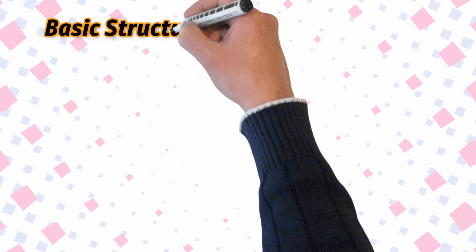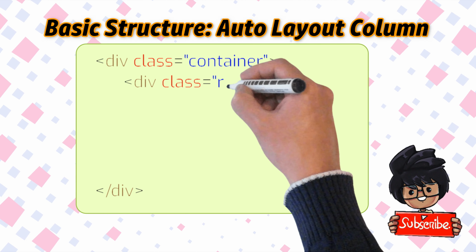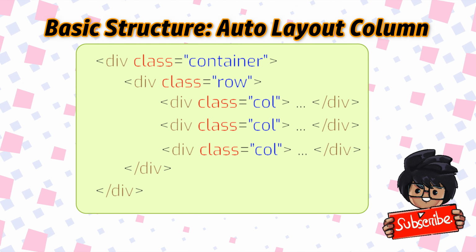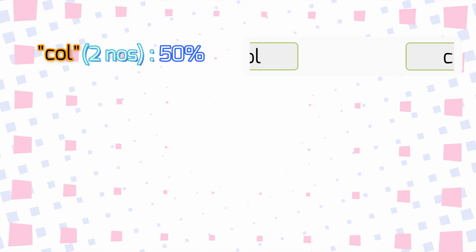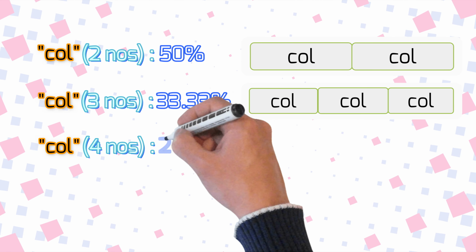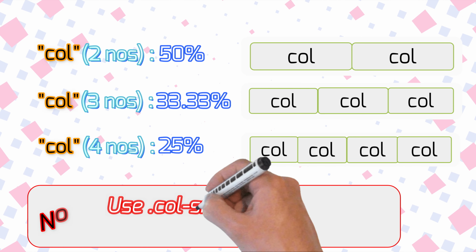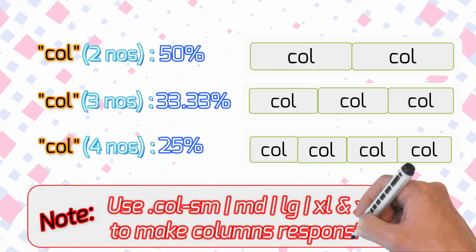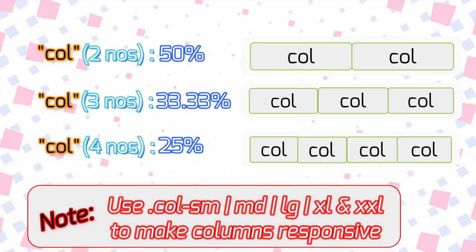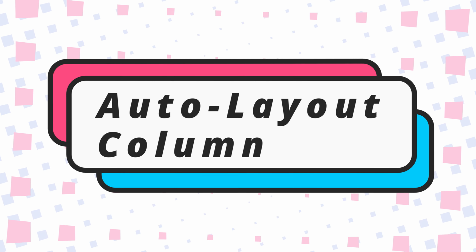The next example is of auto layout columns. Instead of adding a number to each column, let Bootstrap handle the layout to create equal width columns. 2 columns will create elements with 50% width each. Similarly, 3 columns 33.33%, 4 columns 25% and so on. You can also use col-sm, col-md, col-lg, col-xl and col-xxl to make columns responsive. Let's discuss both types of grid one by one.